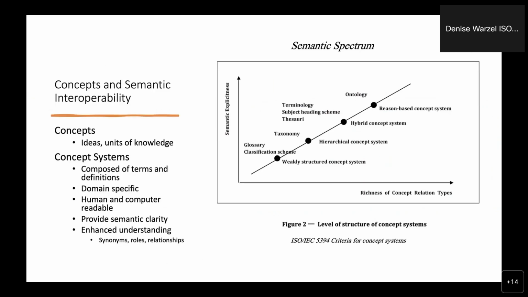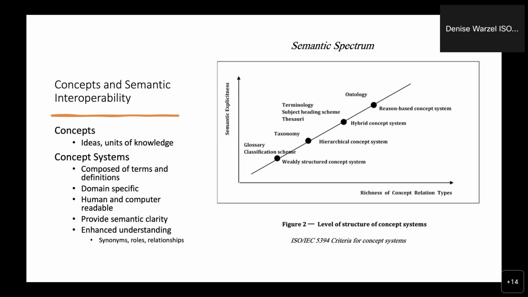Okay, so I'm going to spend a moment on concepts and their role in semantic interoperability. As most of you probably know, concepts are ideas. They're units of knowledge. And for them to be useful, they need to be formed together into something that we call concept systems. We have another standard in our working group, 5394, that talks about the criteria for concept systems and describes how they're formed. They're composed of terms and definitions. They're generally domain specific. For them to be useful in interoperability, they need to be human and computer readable, and they need to provide semantic clarity.